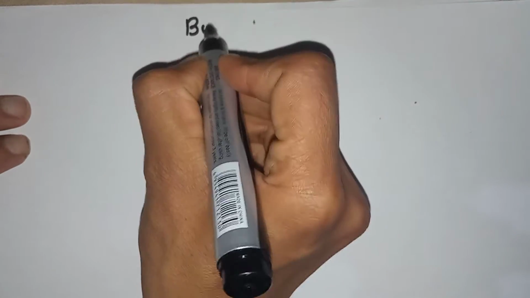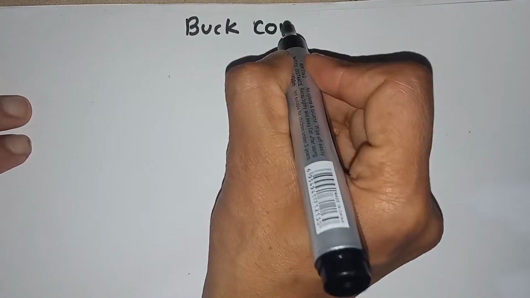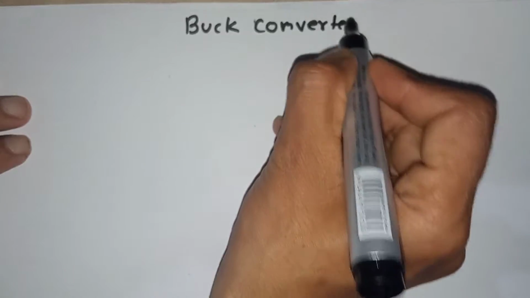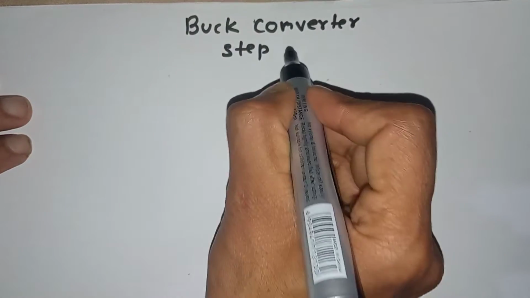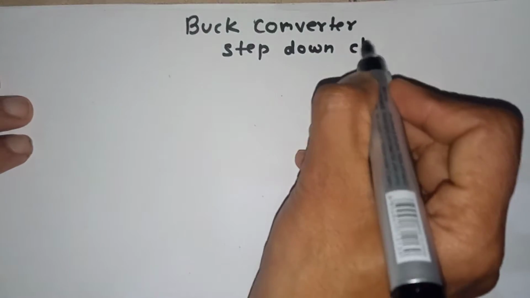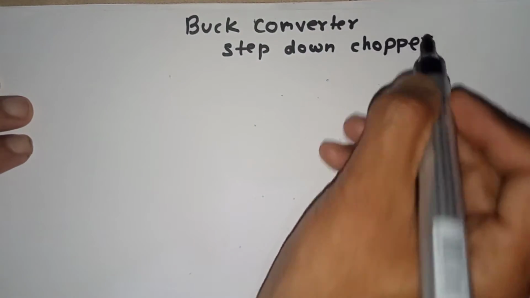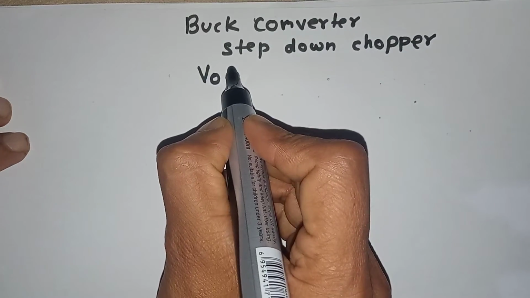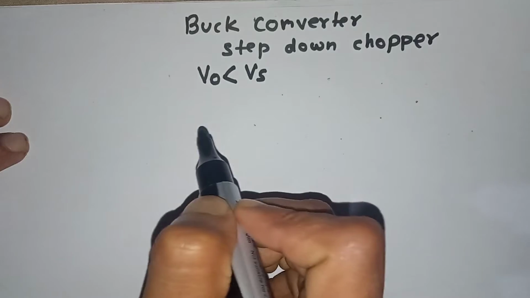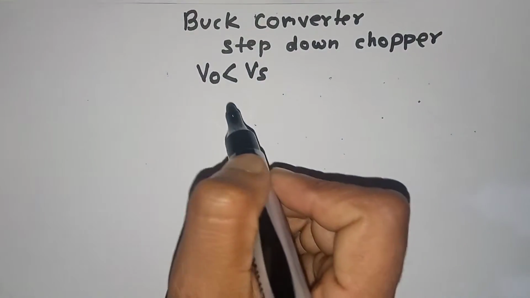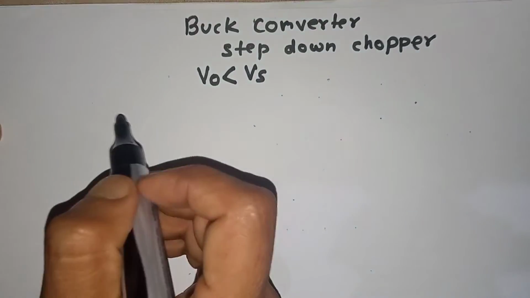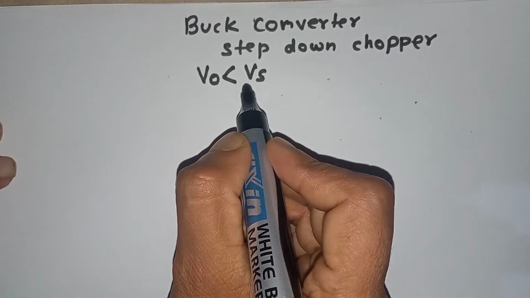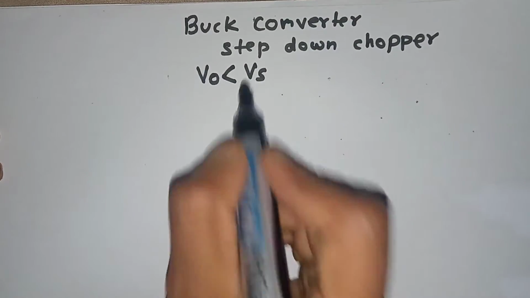Hello friends, in this video we will discuss buck converters. This is also called a step down chopper. In this category the output voltage VO is always less than VS, which is the DC supply voltage. So this is also called a DC to DC converter. The output voltage is always less than the supply voltage.